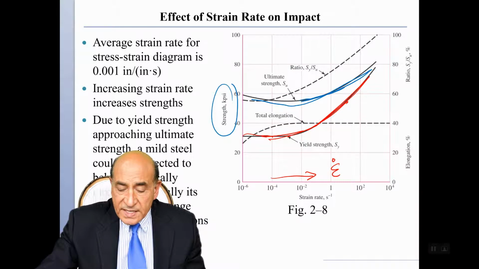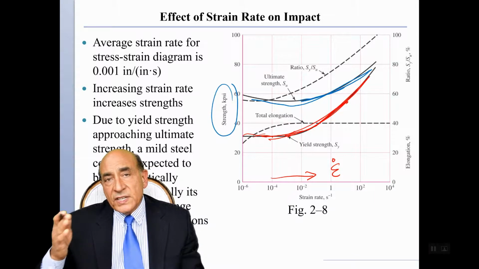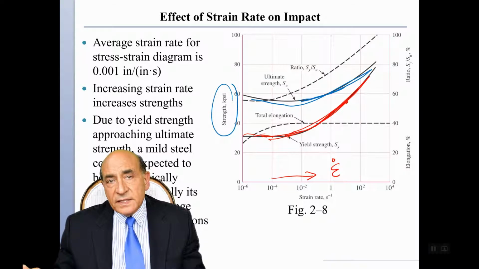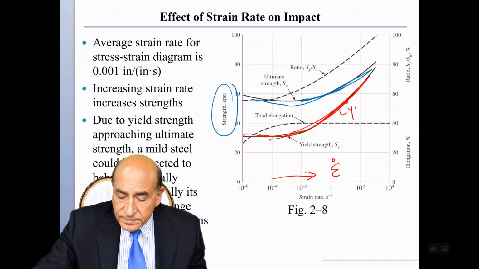So as you can see, the strength depends on that rate. As the strain rate increases, then both the yield strength and the ultimate strength increase. This is the yield, and this is the ultimate.